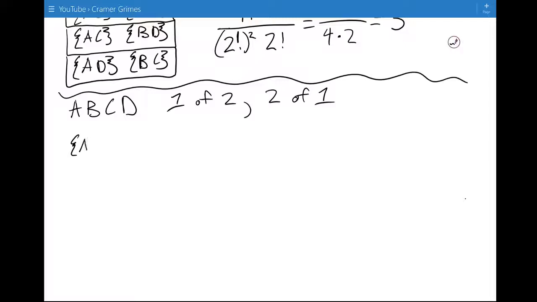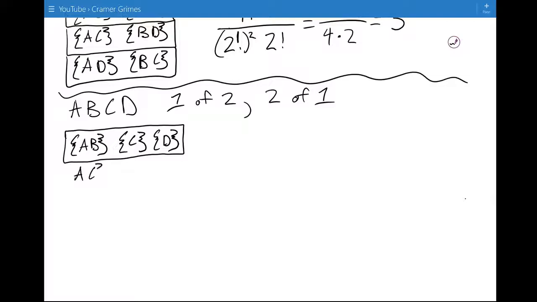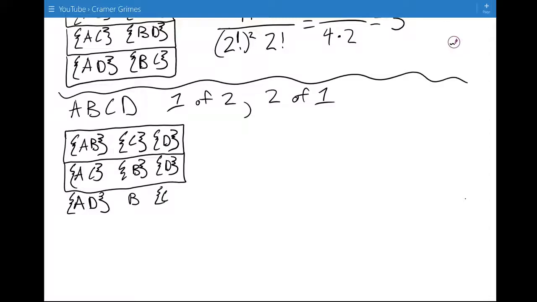So one way I could do this, I would do AB. So that's my group of 2, and then I would be left with a singleton of C and a singleton of D. Okay? Next, I could do A with C. Then we would have the B and the D all on their own. I could do A, D. Then I would have the B and the C on their own. Okay, and there's a few more. I could do B, C. Then I would be left with A and D on their own.